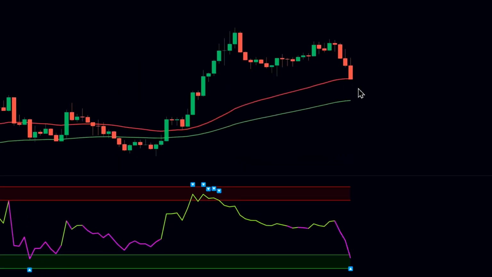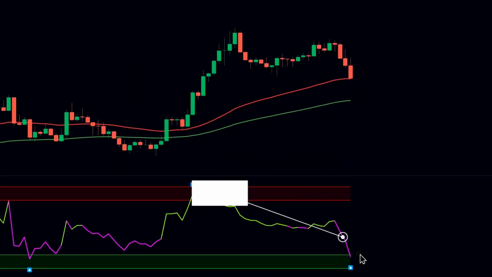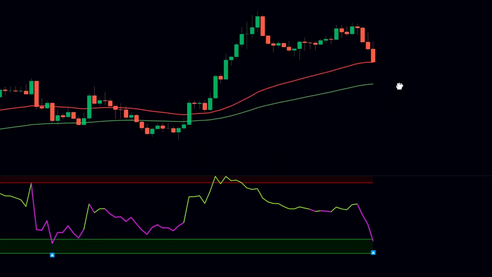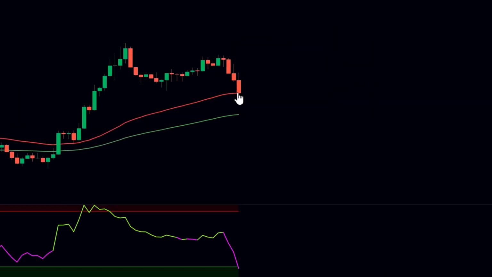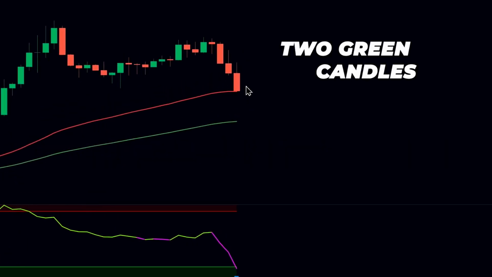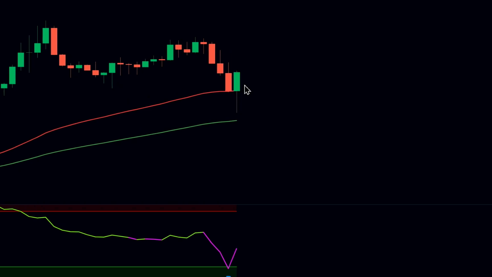Our next step is to wait for a pullback indicated by the VWAP Z-Score entering the bottom threshold, suggesting a slightly oversold condition within this bullish trend. A blue upward arrow signals this pullback. We then confirm the end of the pullback by looking for a bullish engulfing candle. If we don't see an engulfing candle on the first green candle, we check the second. In this case, the first green candle was engulfing.